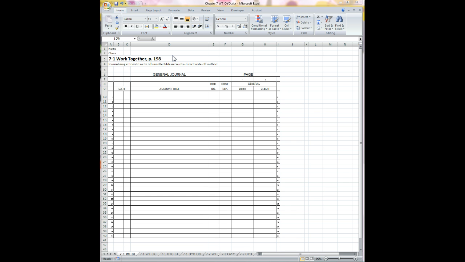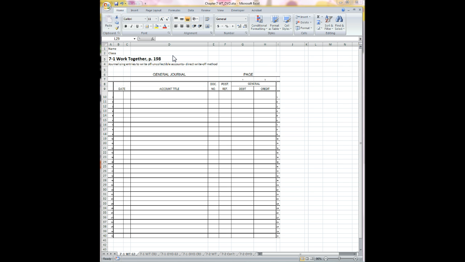If we recall, what the direct write-off method means is that once we identify an account as being uncollectible, we have to remove it from being an asset. And so we are using the direct write-off method as a means of identifying specific accounts and writing them off. So Cracker Inc., that's the name of our business, uses the direct write-off method of recording uncollectible accounts expense.